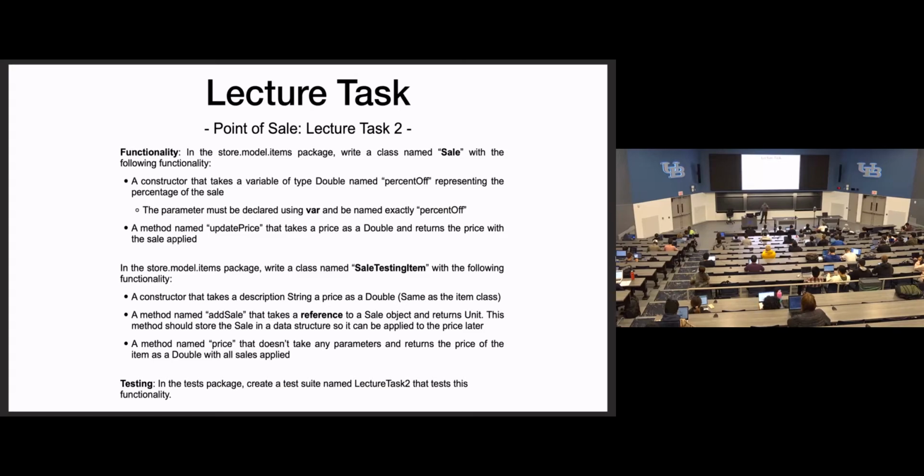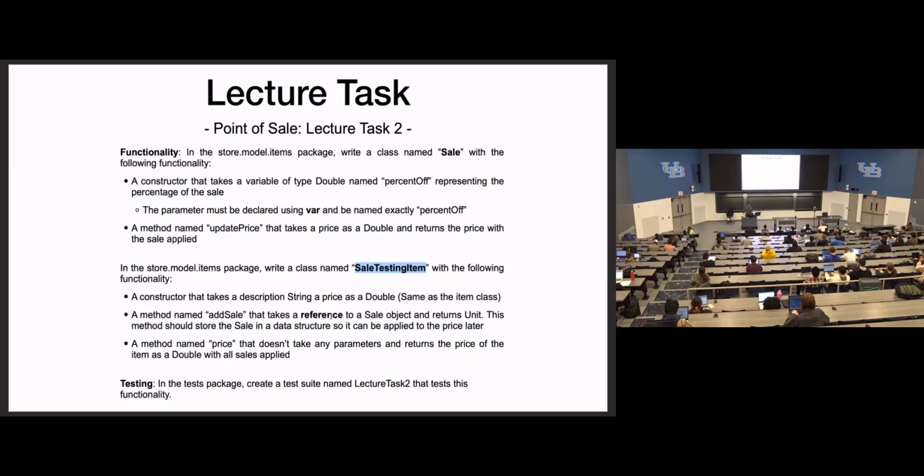The OOB percent is messing up the references. So when a sale testing item gets a sale, instead of storing a reference to that sale, it's storing a copy of that sale with the same percent off. It's not storing it by reference. It's not doing the references right. So in your testing, you need some way to test that to make sure that the sale testing item is storing references to the sales that it gets.